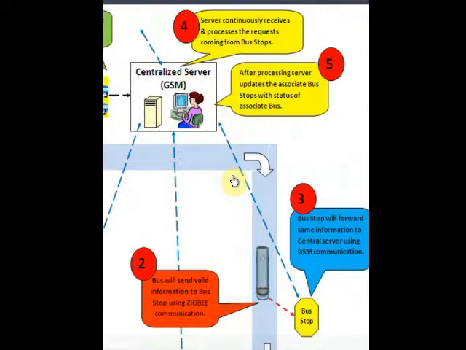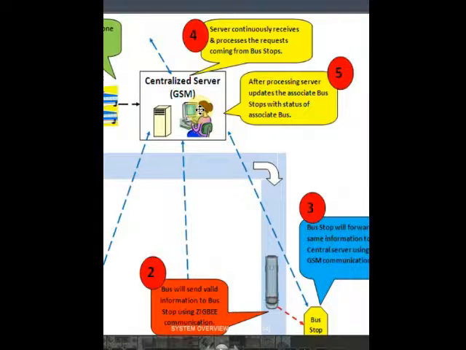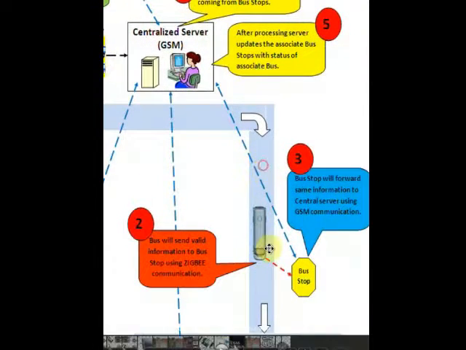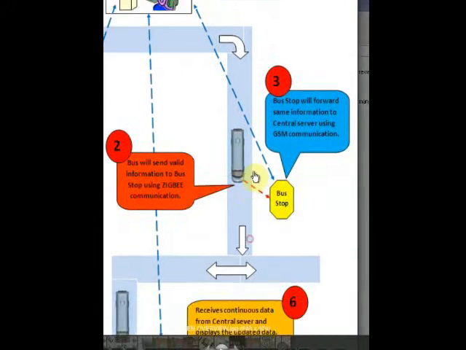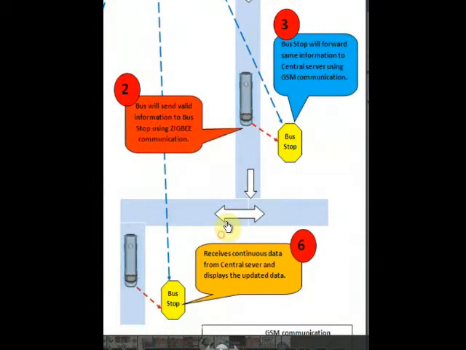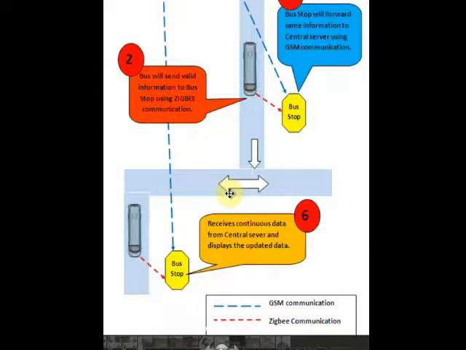Once the centralized server accepts the request packet from the stop, the server will process that packet, and after processing, the server will update the corresponding stops on that route by sending a message. So the next stops on the same path are updated with the new value of the arrival timing and vacancy of the bus. A passenger waiting at the bus stop will get the updated arrival timing and vacancy. The same process repeats when the bus reaches the next bus stop, and the whole process continues.